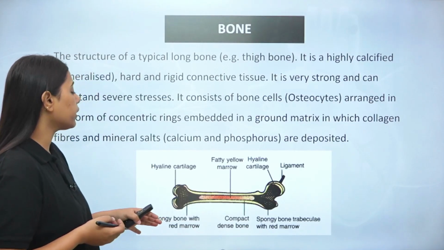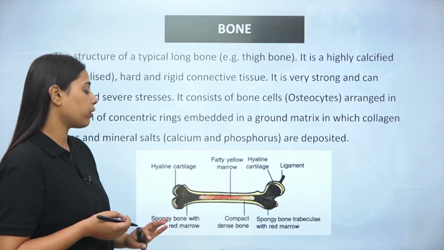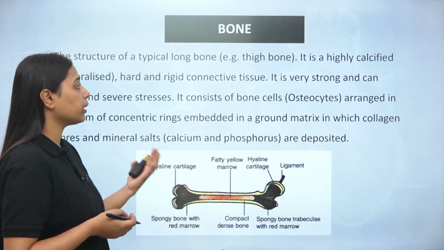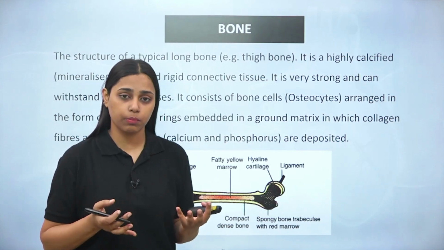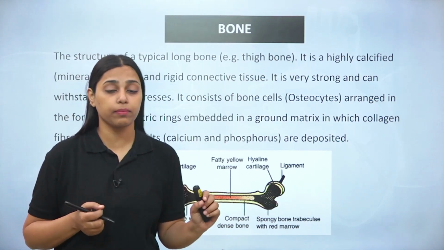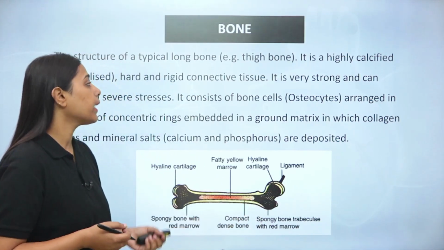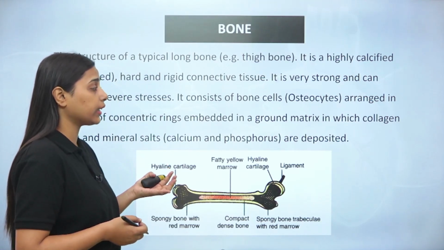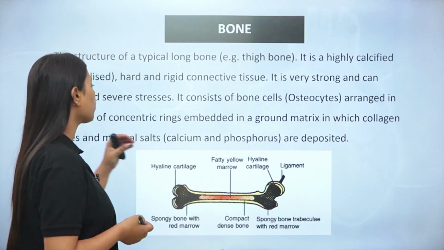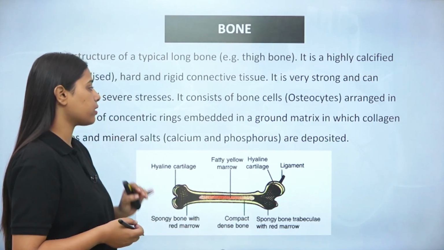Now one by one we'll deal with them. This is an example of a long bone only. So the structure of a typical long bone, that is the thigh bone. The thigh bone is the longest bone present in the body, that is femur, and it is known as the thigh bone only. It is highly calcified, mineralized, and it is a hard and rigid connective tissue. It is very strong and can withstand several stresses also.